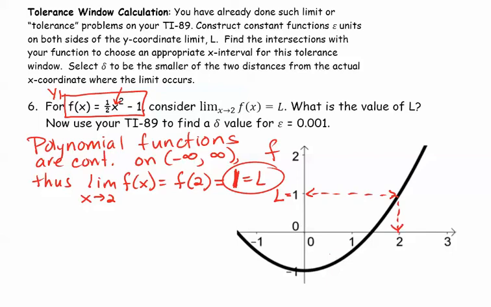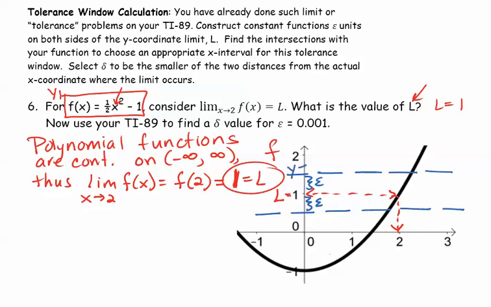Our question, however, is saying find, well, first, what is the value of L? We just did that. L is equal to 1. Now use your TI-89 to find a delta value if we want to stay within an epsilon of 1/1000th. So I'm going to exaggerate greatly on my graph here, otherwise we wouldn't actually be able to see it. So I'm going to call this distance epsilon. I'm definitely not drawing these lines to scale, but I want you to be able to see the tolerance. So we're going epsilon units above the limit and epsilon units below the limit.